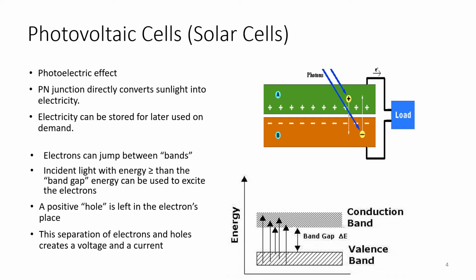The p-n junction directly converts sunlight into electricity. This electricity can be stored for later use on demand. The electrons can jump between the bands, that is, the valence band and the conduction band. Incident light with energy greater than the band gap energy can be used to excite these electrons. A positive hole is left in the electron's place. This separation of electrons and holes creates a voltage and a current, as seen in the picture.